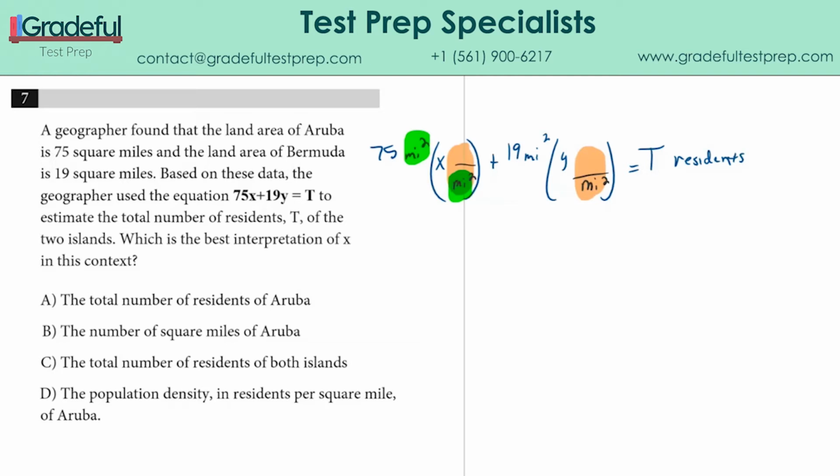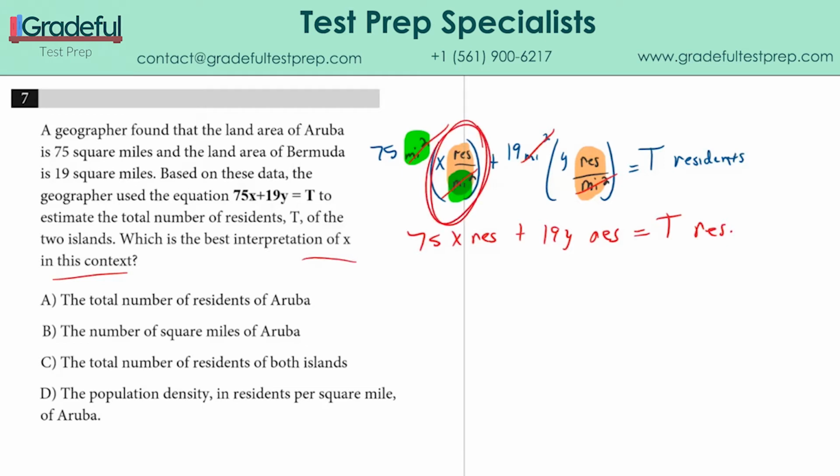Now if we need to convert it to residents, then it would make sense that we would need residents to be in the top. So if we were actually doing the math here, the next thing to do would be to cross out miles squared, and then that would give us 75x residents plus, cross out the miles squared again, 19y residents equals t residents, and it all makes sense. So what is the unit for x in this context, as the question says? It's the number of residents per mile squared, and that is answer choice D for number 7.